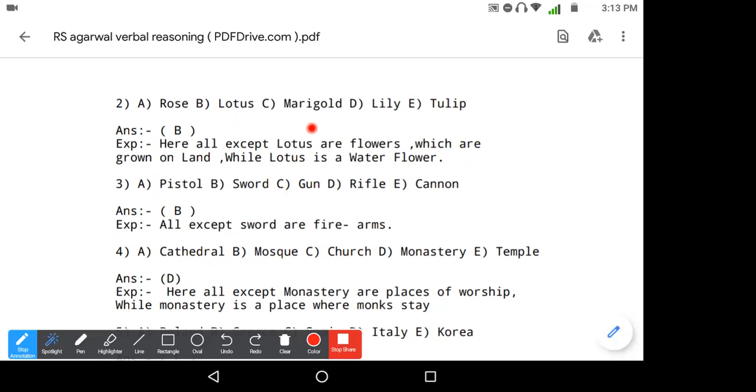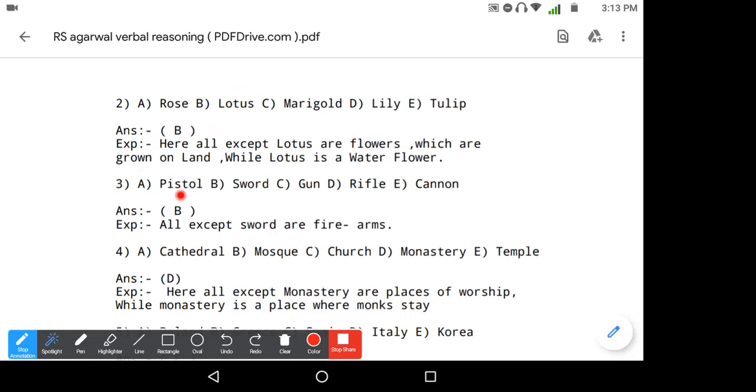Marigold will also grow on land. Lily is also growing on land. Tulip is also grown on land. So, except lotus, all the other flowers are grown on land. So, lotus is the odd man out. I hope you're able to understand.